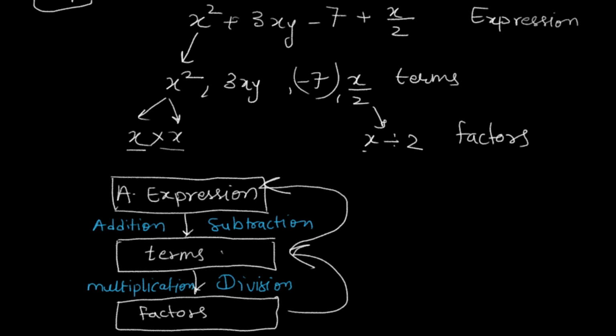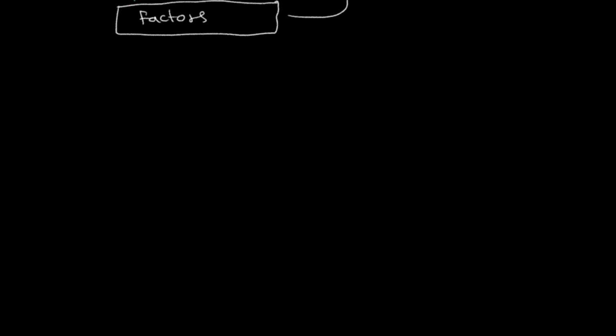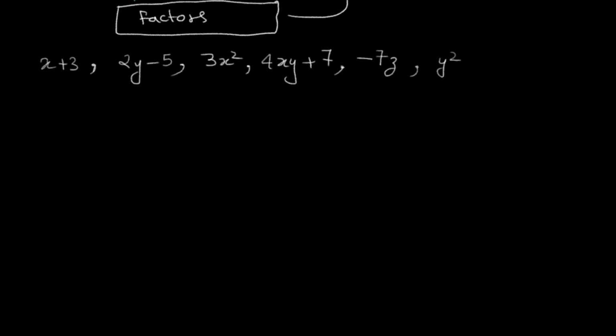Okay, so let's take some examples and then we'll jump into algebraic identities. We'll first see a few examples of algebraic expressions, and then we'll start with addition, subtraction and types of algebraic expressions and so on. Let's see a few examples here. These are a few examples of algebraic expressions. Let's try and identify terms and their factors here.